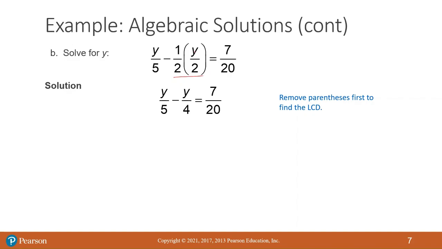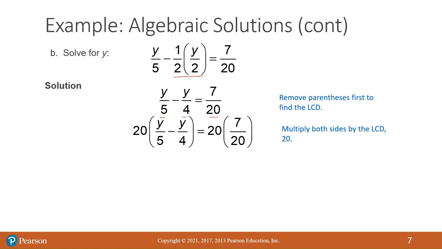We can multiply the 1/2 times the y over 2, essentially multiplying 2 times 2 and 1 times y, which simplifies down to y over 4. This lets us find the least common denominator of the simplified terms. So I'm looking at the least common denominator of 5, 4, and 20. That's clearly 20. So I'm going to multiply the whole thing by 20 and then break it down and simplify the sides.